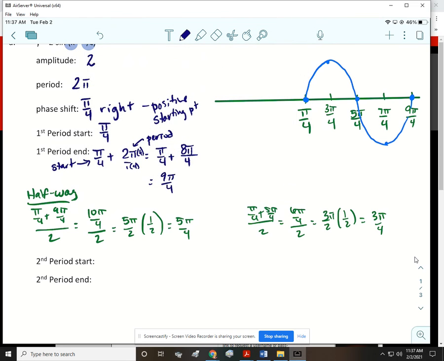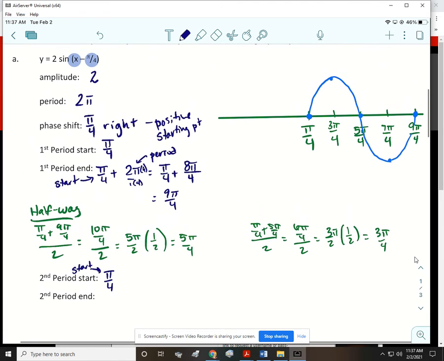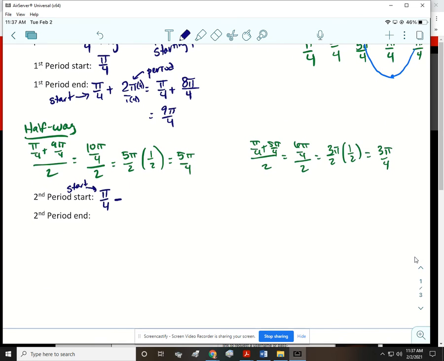Okay. So my second period, we're going to take our original period starting point, and this time, because instead of doing a period to the right of the starting point, I'm going to do one to the left. So then I'm going to subtract my period. I'm going to go ahead and write it as 8 pi over 4. Well, maybe not. So you might not know where that came from.